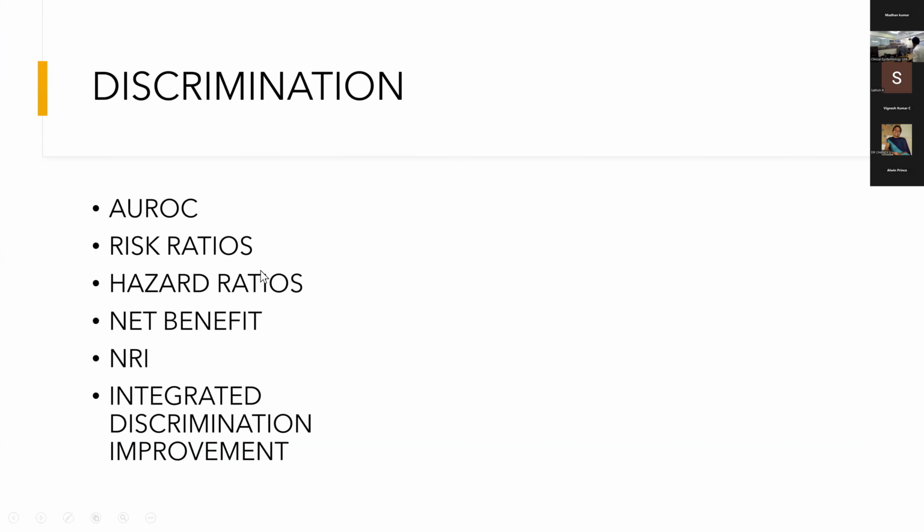So next, coming to discrimination. Discrimination is how well a test finds out those who have the disease as compared to those who do not have the disease. There are numerous measures by which we assess discrimination. One includes the area under the ROC curve. It can be in terms of risk ratios, hazard ratios, in terms of net benefit, or in terms of net reclassification index, or it can be given in terms of integrated discrimination improvement. So we'll be seeing in detail what these terms are.